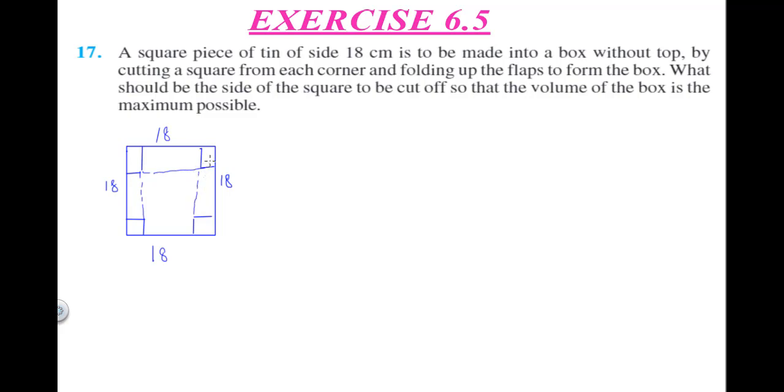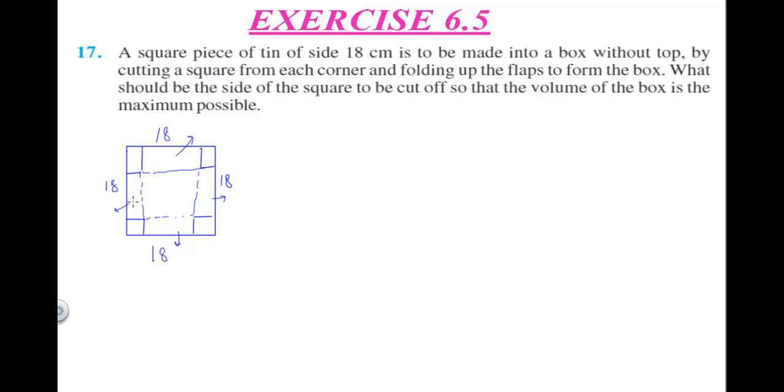So what we are doing is, we will cut these 4 corners, these 4 squares that I have drawn, and whatever remains, this side, this and this, we are folding them up. So when you fold them up, a box will be made without the top. The roof part will not be there. Okay, so this is how they are making a box. I am again repeating it. There is a square piece of tin of 18 centimeter side, right? And what we are doing, by cutting a square from each corner.